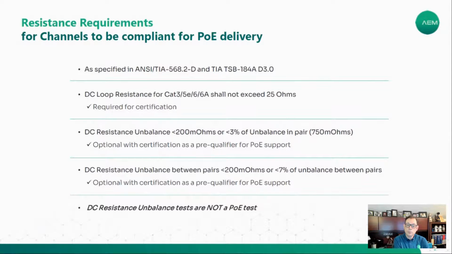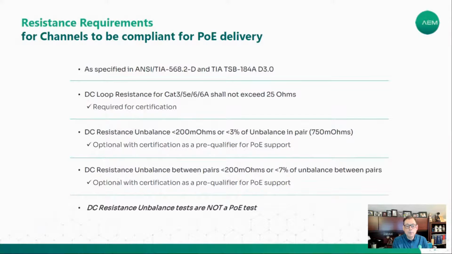The additional parameters that we just talked about, the unbalance in pair and the unbalance pair to pair, there are additional specifications. So less than 200 milliohms or less than 3% of unbalance within the pair. And then unbalance between pairs, also less than 200 milliohms or 7% of unbalance between pairs. So it might be higher than 200 milliohms, but it's going to be falling under that 7% number when you're comparing one pair to another.